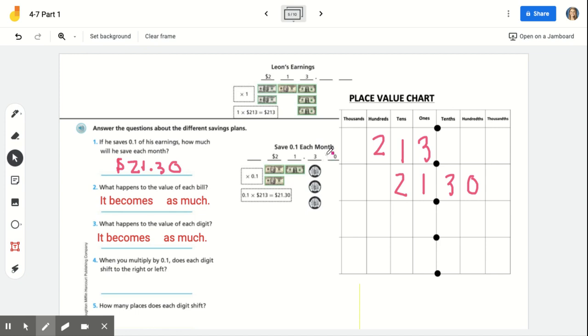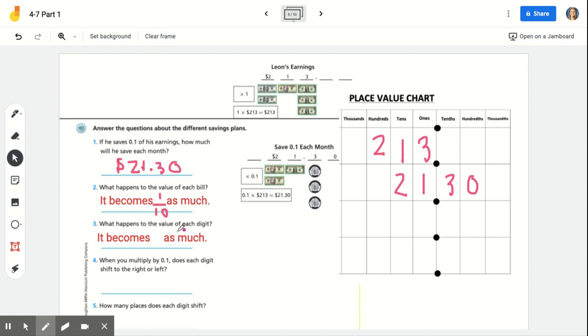So it's becoming smaller. So this number is going to be a fraction. It becomes blank as much. 1/10 as much. One place value means we're getting lesser in value by 1/10.